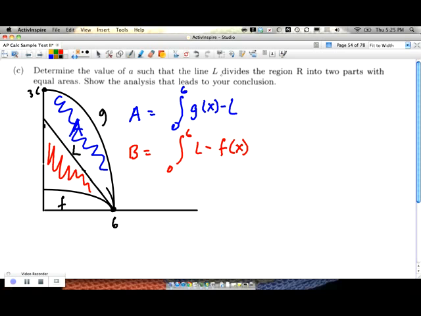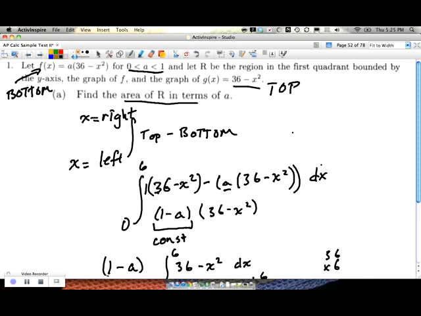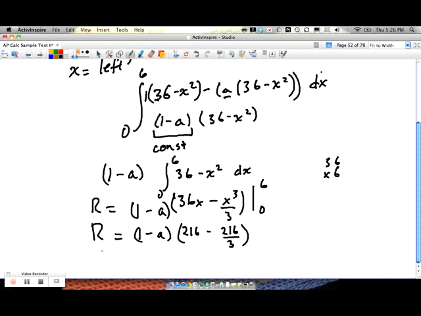So determine the value of A such that this line divides the region into two parts of equal areas. We've got to show our analysis. So we've got to find the value of A. Well, we know what this region equals in terms of A. We figured that out in part A, actually, down here. So this is the region. So we want to split that in half. That's actually a lot easier than we would think.